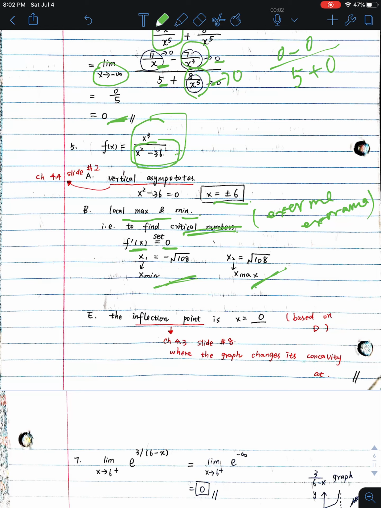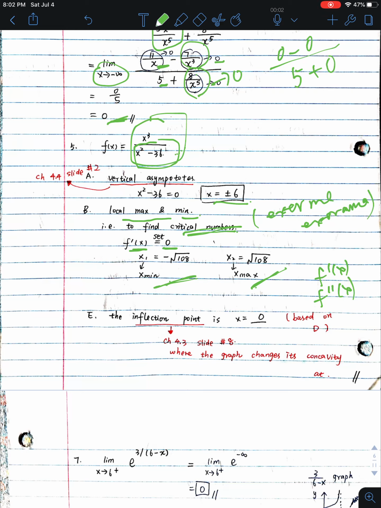And for parts c and d, that's to find where the function f is increasing or decreasing. So let's check if the first derivative is positive or negative. And then check whether it's concave down or concave up. You need to use the second derivative rule.